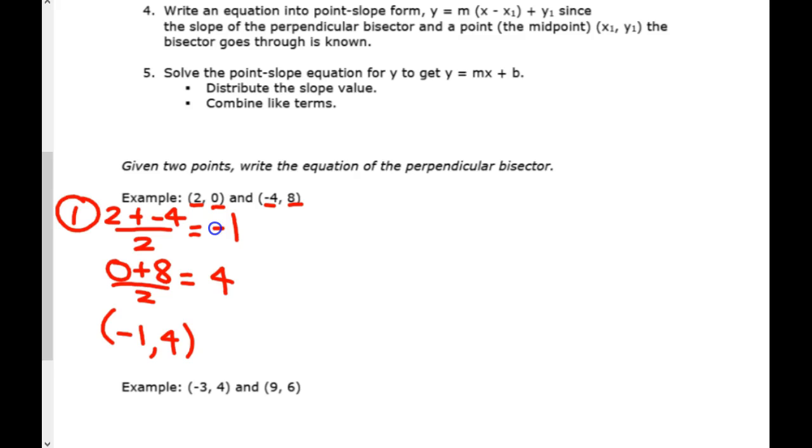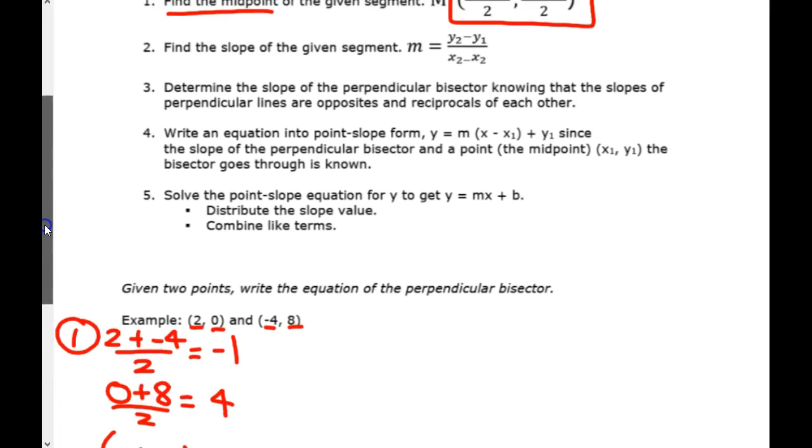So the only way to get a bisector is to cut through the middle, and we have the middle point called the midpoint. Cool? Step 1 is done. Now, step 2, what do we need to do?